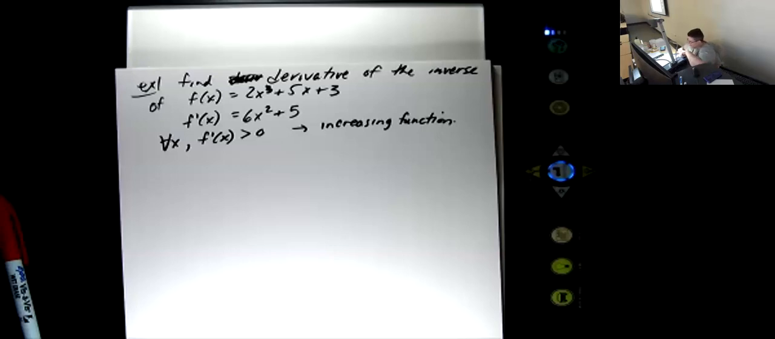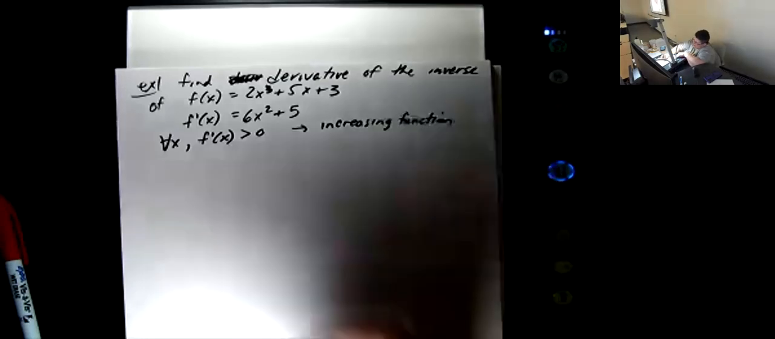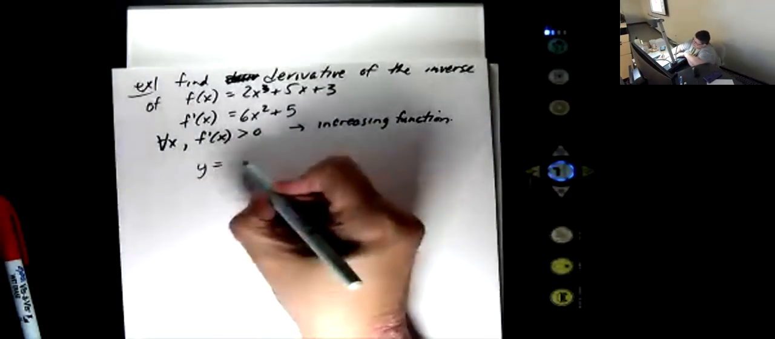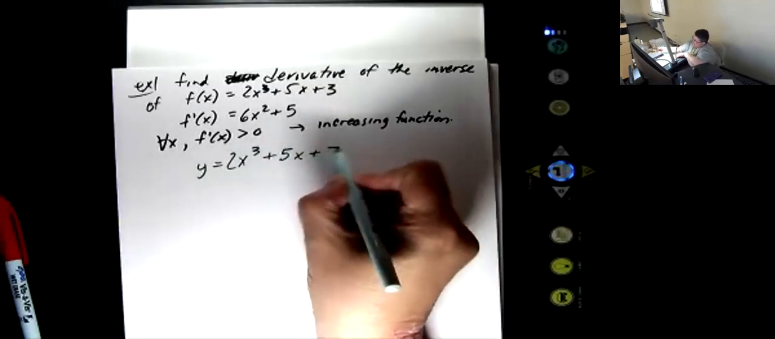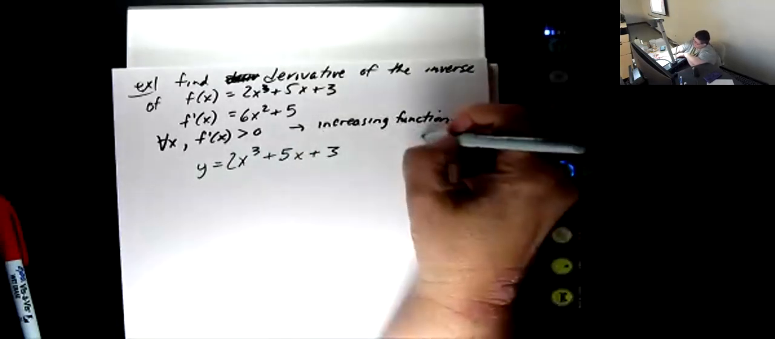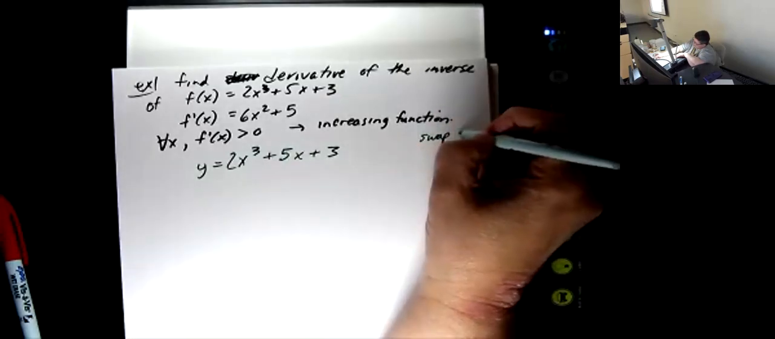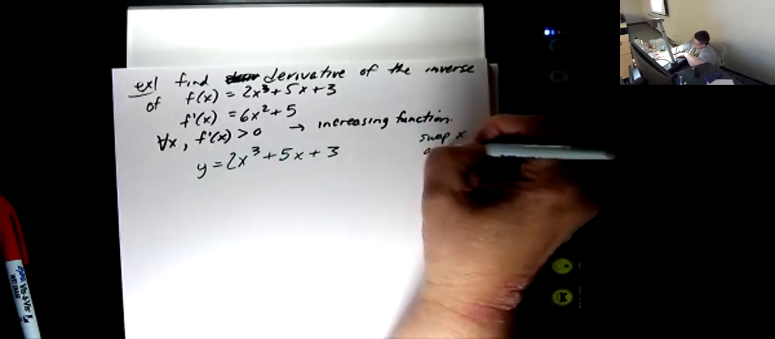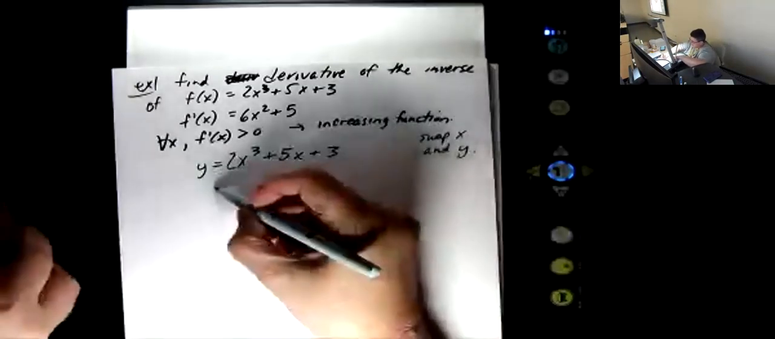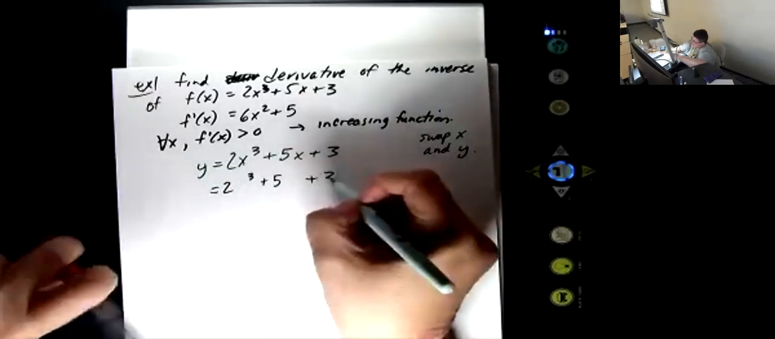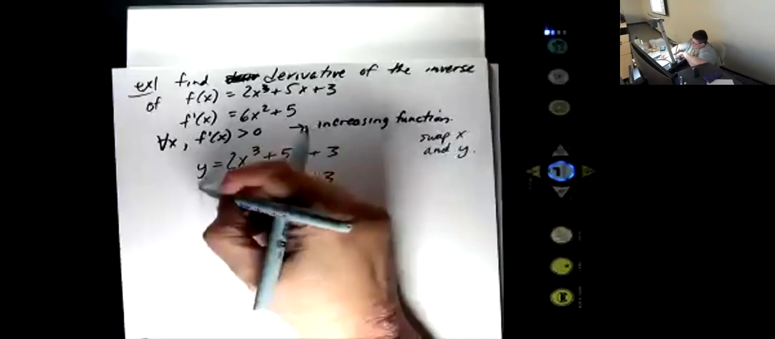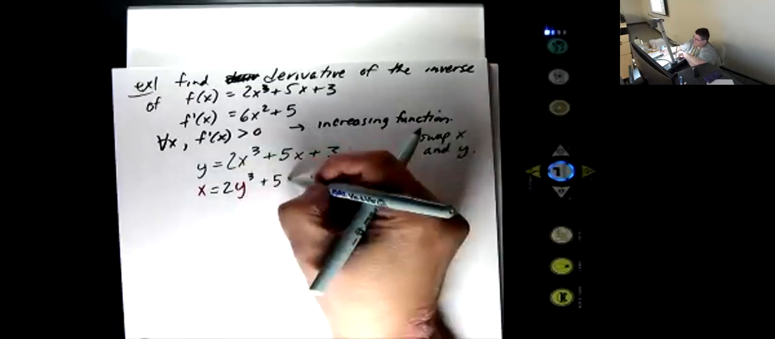So how do we find the derivative? We're going to say y equals 2x cubed plus 5x plus 3. And we're going to swap x's and y's. Put my x over here, and these are my y's.